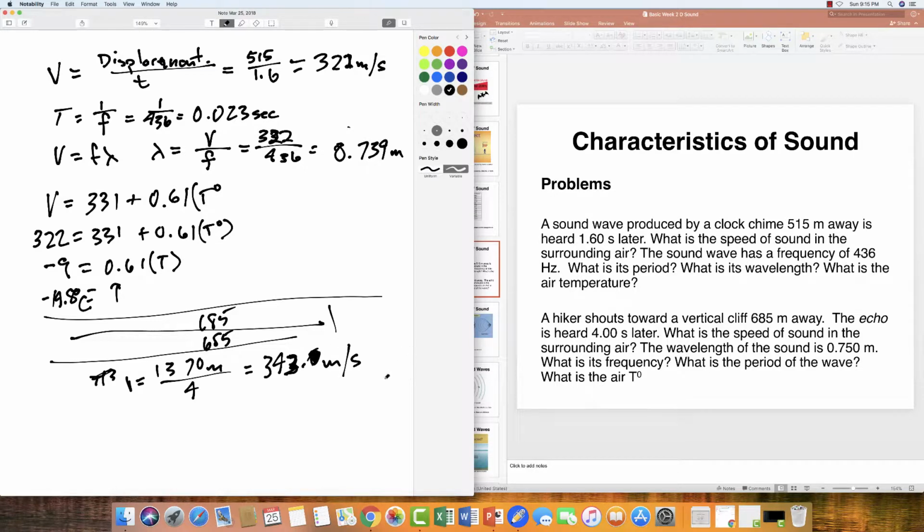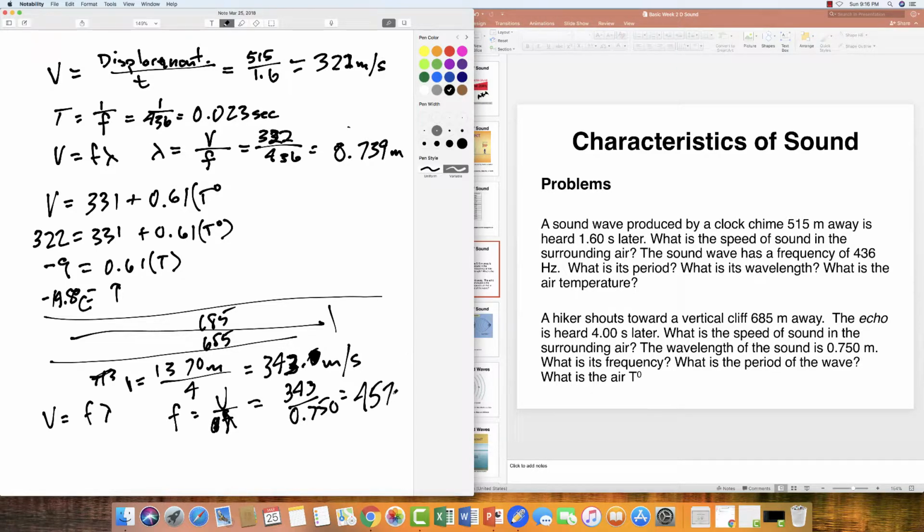If the wavelength is 0.75, what is the frequency? Okay, we have V is equal to F lambda, so now F is going to be V divided by lambda. So that's 343 divided by 0.75, and that's going to equal a frequency of 457 hertz.